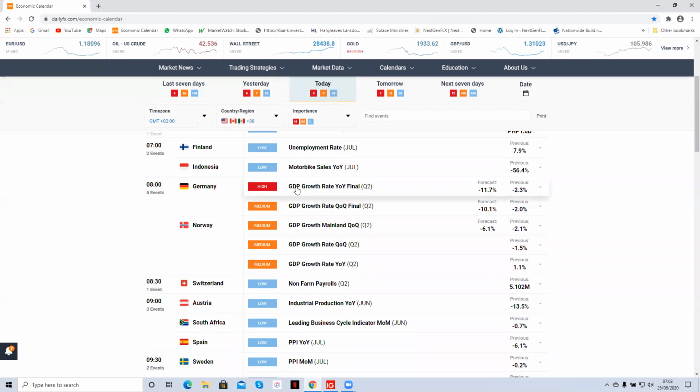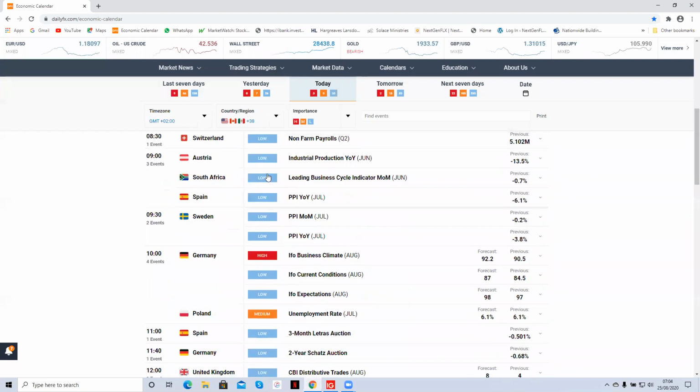And as we all know, I'll repeat it again, the four reports that are always of major importance are the GDP, the gross domestic product, consumer price index, CPI, interest rates, and unemployment rate. Those four reports are always of major importance. So we have that coming out at 8 o'clock, which is just less than an hour from now, from Germany. So that's the first report of high importance.